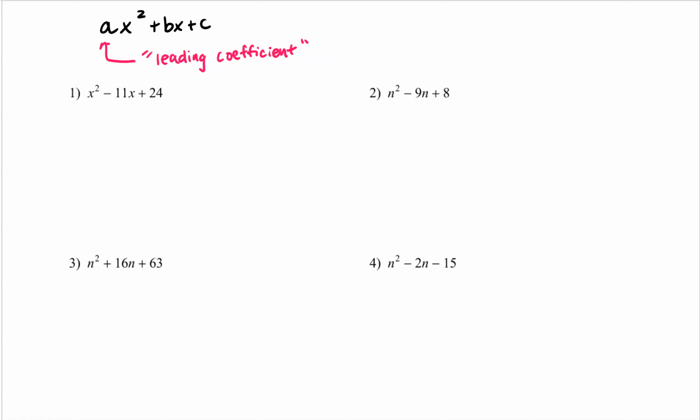So let's identify each of the components. In this case, the a value is equal to 1. Since x squared does not have a coefficient in front of it, we know the coefficient to be 1. b is equal to the coefficient of our x term, so the number that's in front of x is negative 11. And then lastly, c is what we call our constant term, and in this case that is 24.